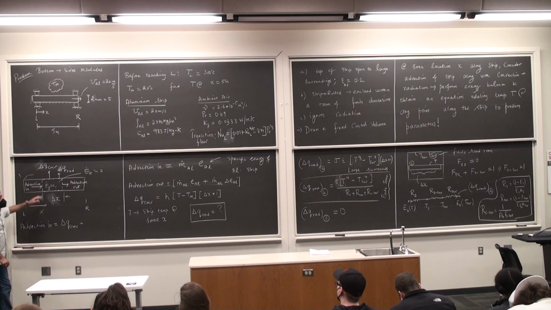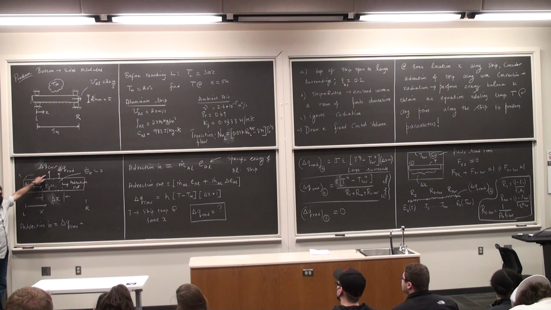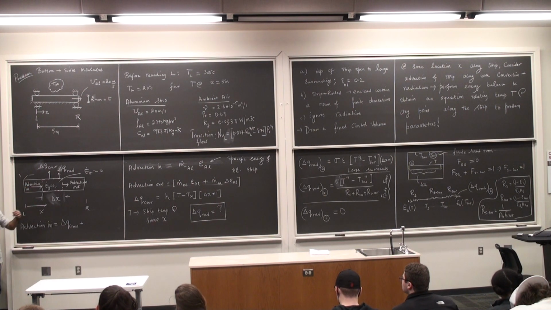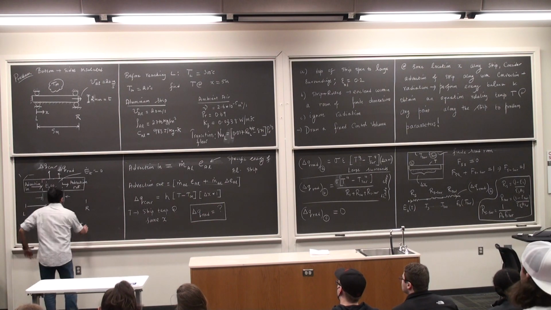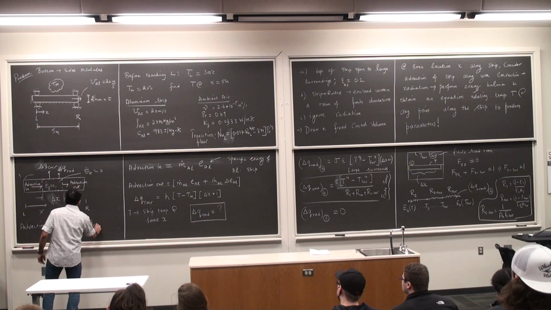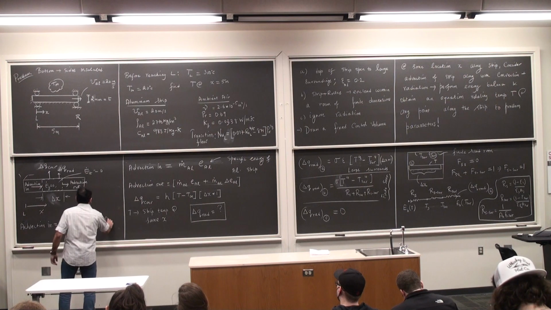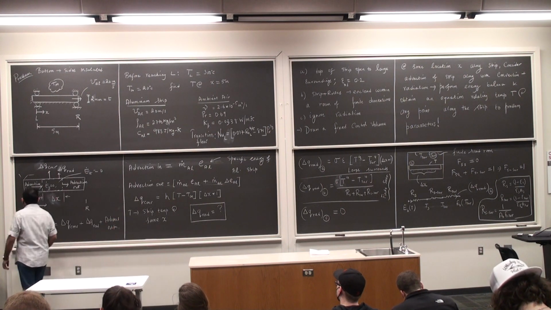Convection. Now do I know these arrows to be in this direction? I absolutely have no clue. This is an assumption. If I'm wrong, that's completely fine. Okay? Delta Q radiation plus advection out. So this is the energy balance.